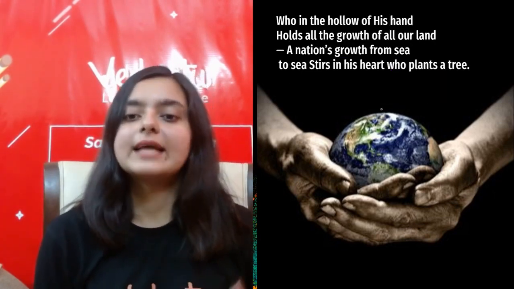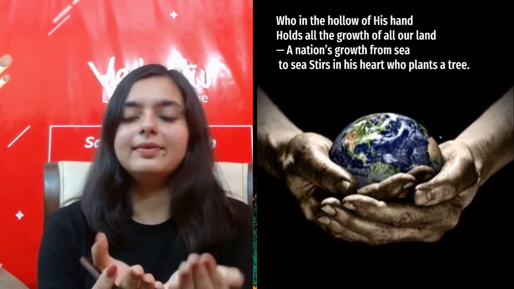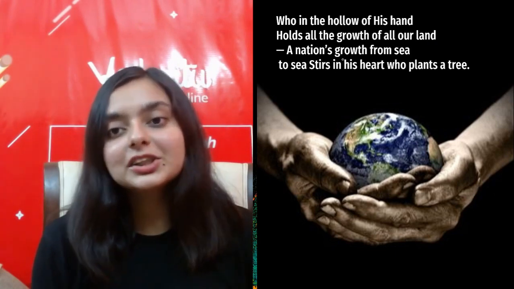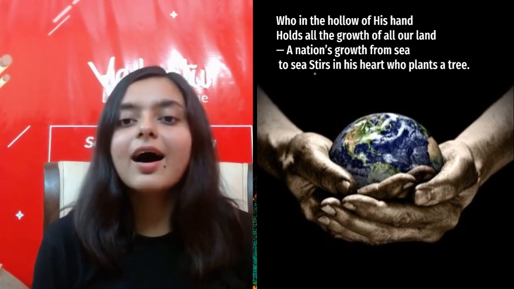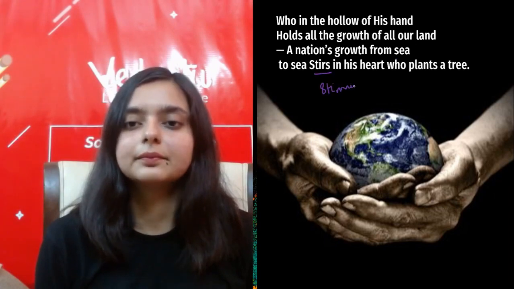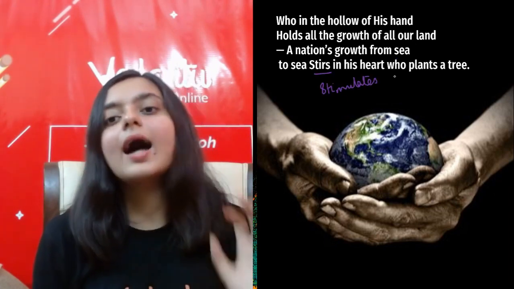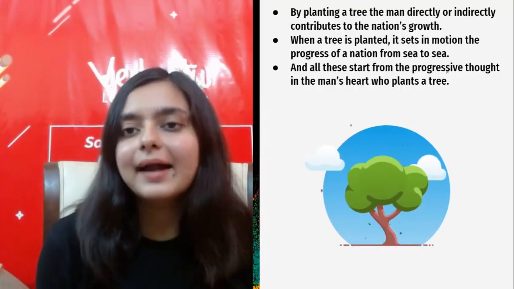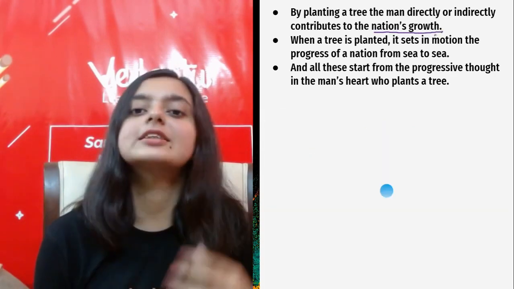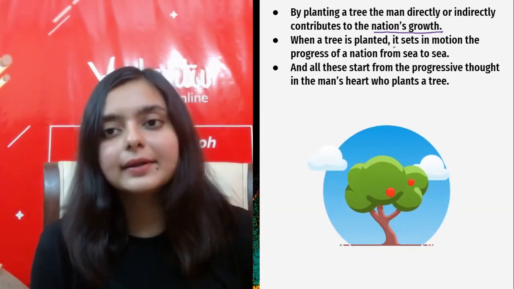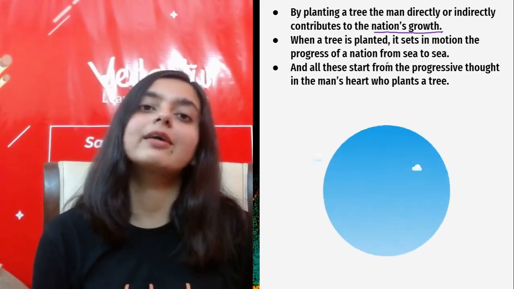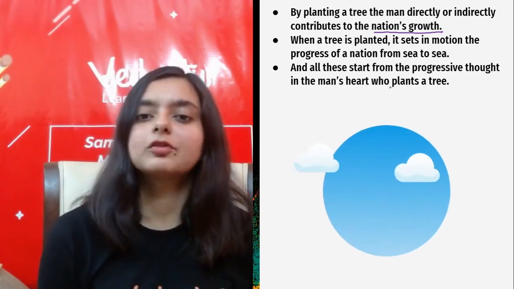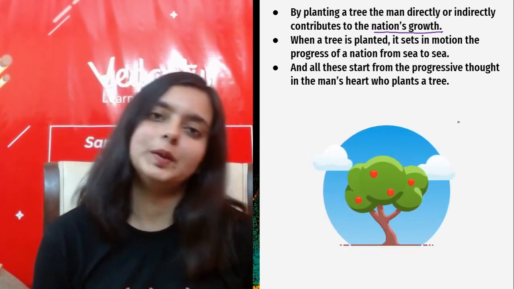Who in the hollow of his hand, this is the hollow of his hand, in this way, right, holds all the growth of our land. A nation's growth from sea to sea stirs, is stimulated. Okay, in his heart, who plants a tree. So growth of the entire land, right, contributes to the nation's growth. When a tree is planted, it sets in motion the progress of the nation from sea to sea. And all this starts from the progressive thought in the heart of the man who plants a tree.